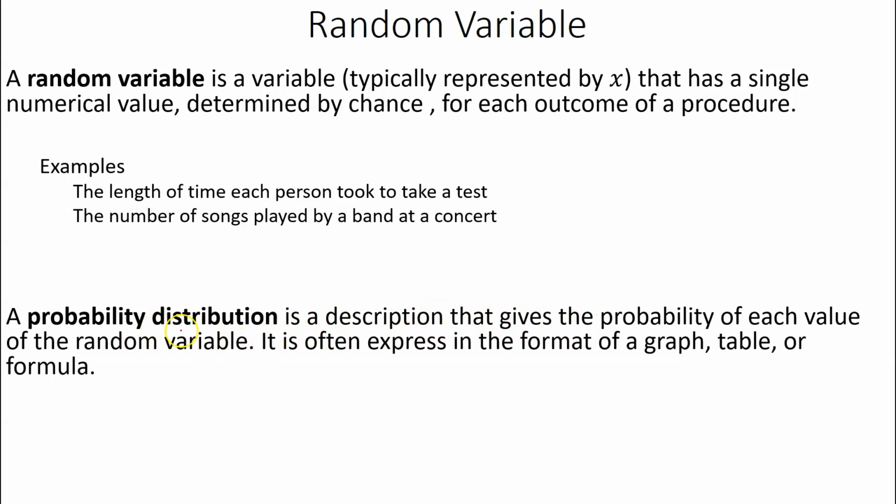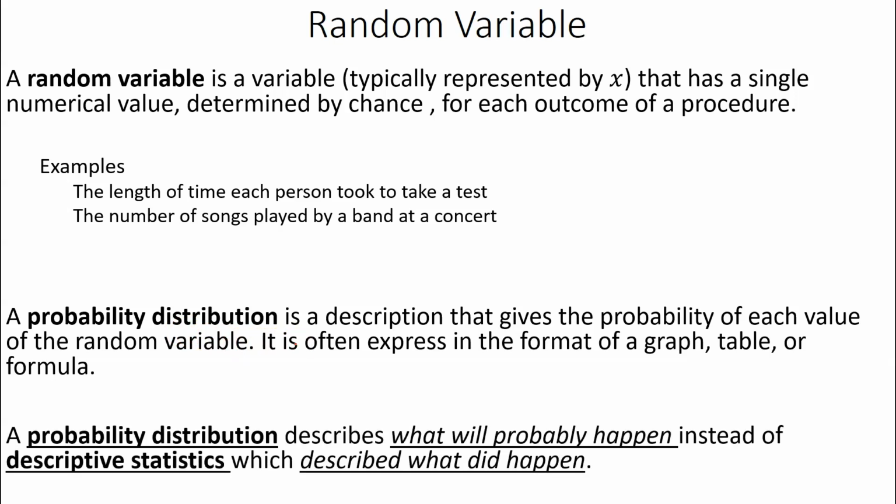And we can describe these probability distributions with graphs or tables or even with formulas. A probability distribution will describe what will probably happen because, of course, we're determining it by chance. So we will be associating each variable with a specific probability of that variable occurring.